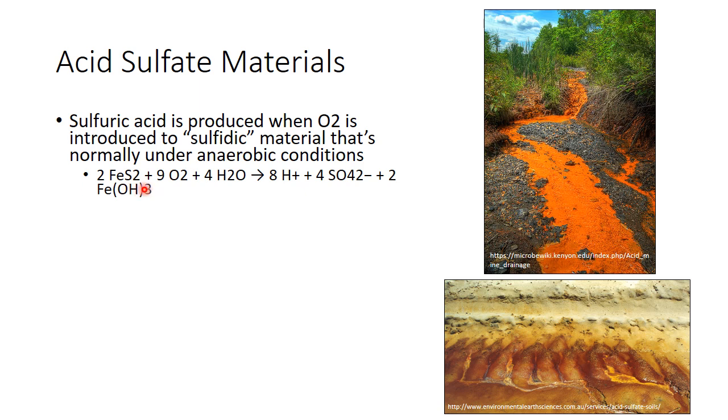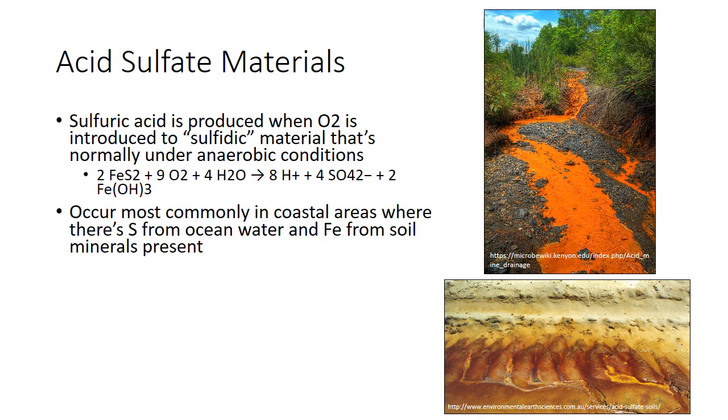And in all these cases, we have this iron sulfide that would normally be in a reducing environment, but when it gets exposed to oxygen, it reacts with the oxygen and water, and just 2 moles of iron sulfide create 8 moles of hydrogen and 4 moles of SO4 2 minus, and then 2 moles of FeOH3. So basically we're creating more or less 4 moles of sulfuric acid, which is a strong acid, all from 2 moles of iron sulfide. So we can create some very acidic materials really quickly.